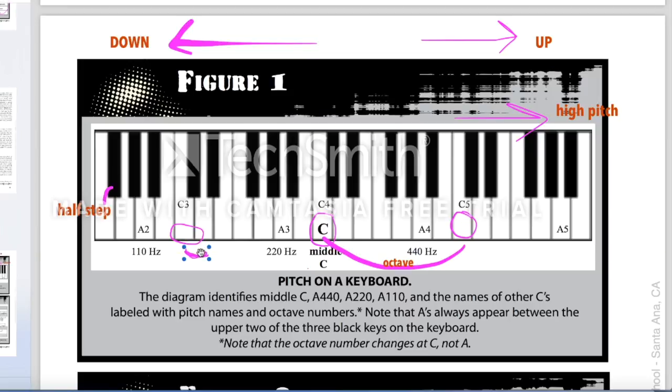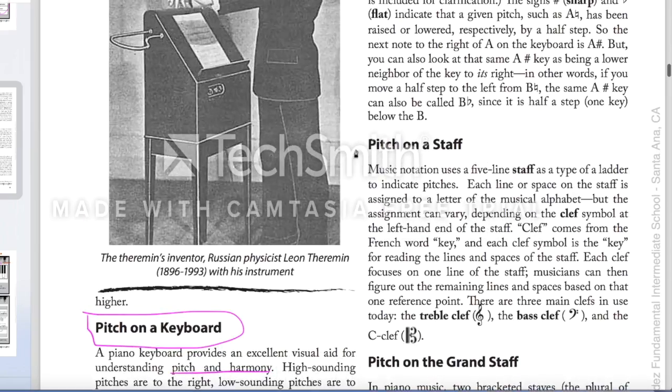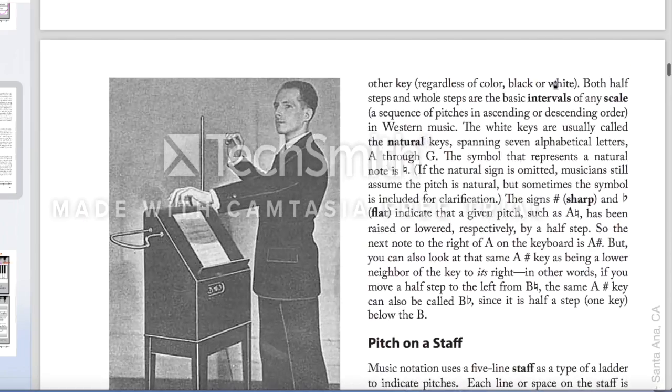Since it's getting a little messy here, let me change it and do it right here. So if you go from here to here, because you're skipping this black one, that would be called a whole step. So let me write that there. Okay, so that's called a whole step, and it is the distance between every other key, regardless of color, black and white.